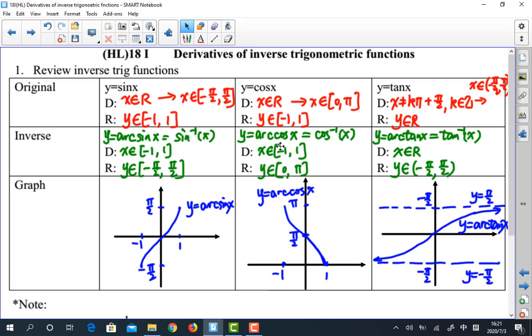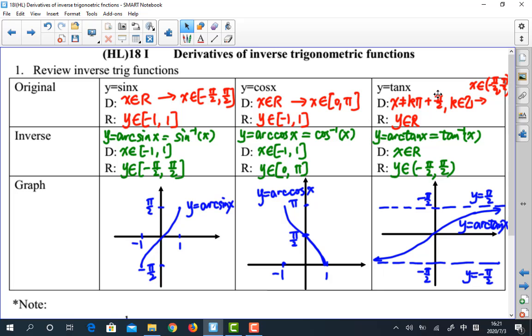Therefore, the domain of the inverse cosine function should be from -1 to 1 inclusive. The range is from 0 to pi inclusive. So this is the graph for y equals arc cosine x. You can graph y equals cosine x yourself.